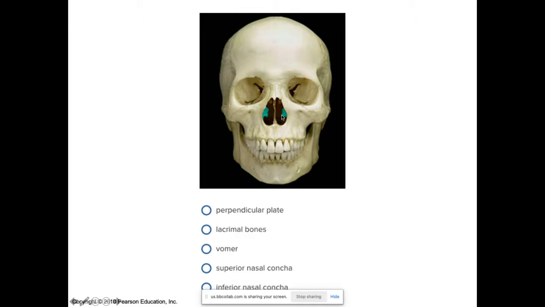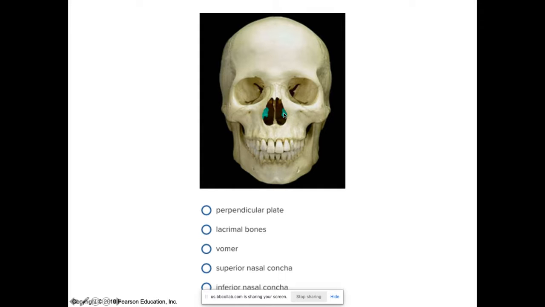Then in the nose, we have the nasal septum in the center. The bottom part right here is called the vomer, and the upper half is called the perpendicular plate. So they're almost the same thing, right? Together it makes up the nasal septum. The vomer is on the bottom portion, perpendicular plate is up here.